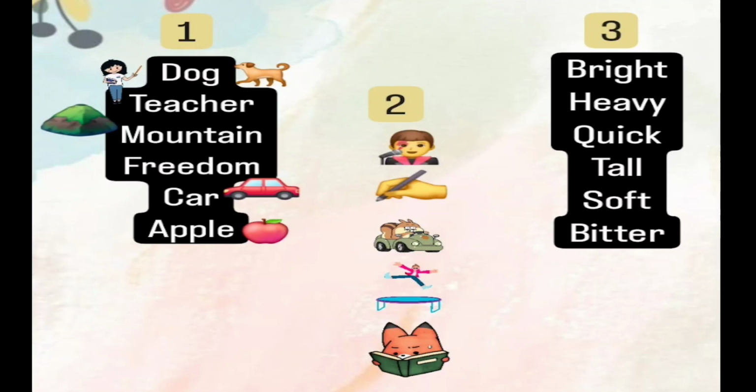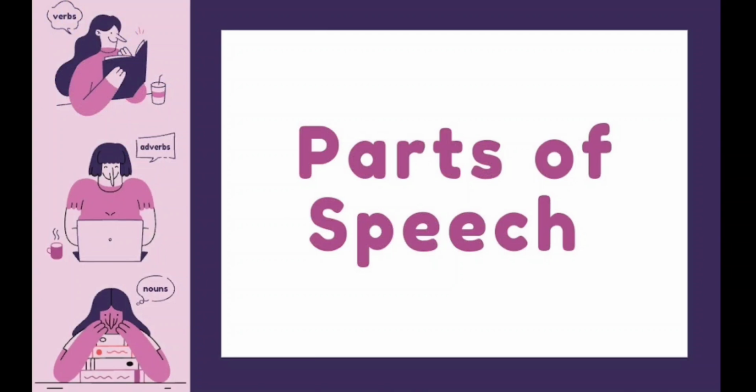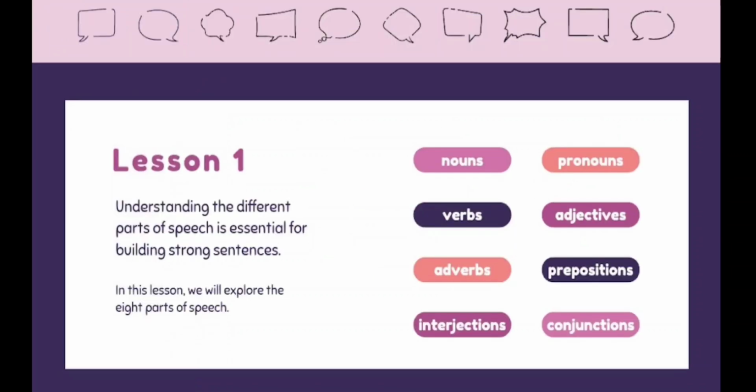So these words are a part of grammar. That means they are parts of speech. And like this, there are many other parts of speech. So in total, we have 8 parts of speech. So let's study different parts of speech today, understand the definitions, and know a few examples of it. We are going to understand the different parts of speech and how they are essential for building strong sentences.